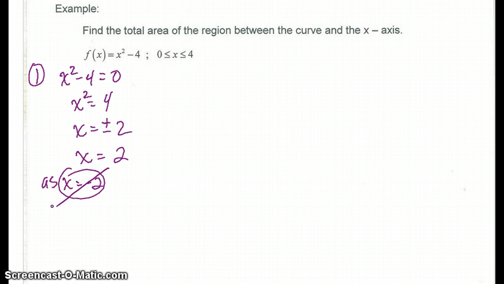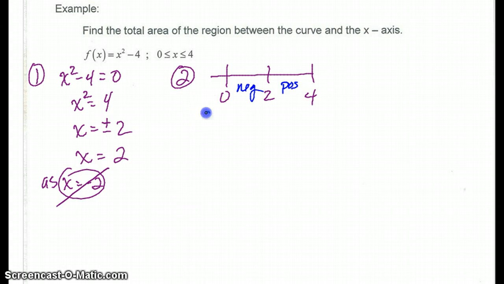Please realize that we only have x equal to 2, as x equals negative 2 is not on our interval. Second, we're going to look at whether it's positive or negative. So I'm going to create a little number line here. We have 0, 2, and 4. Pick a value between 0 and 2, plug it in. If I put 1 in there, I get a negative value. Pick a number between 2 and 4. Let's pick 3. 3 squared is 9. 9 minus 4 is 5, and that's a positive value. So now I know I'm going to break this up as an integral from 0 to 2 and 2 to 4.